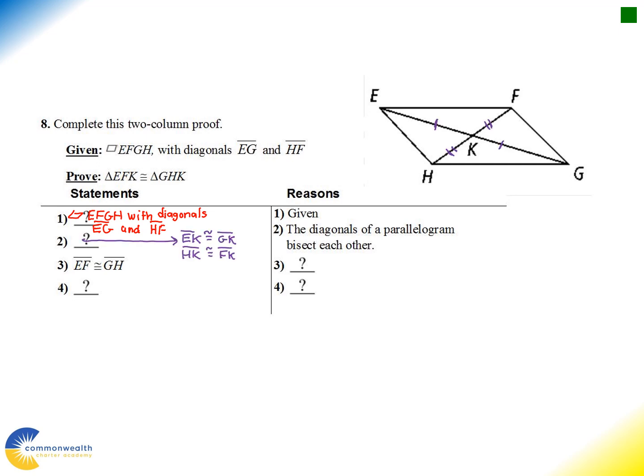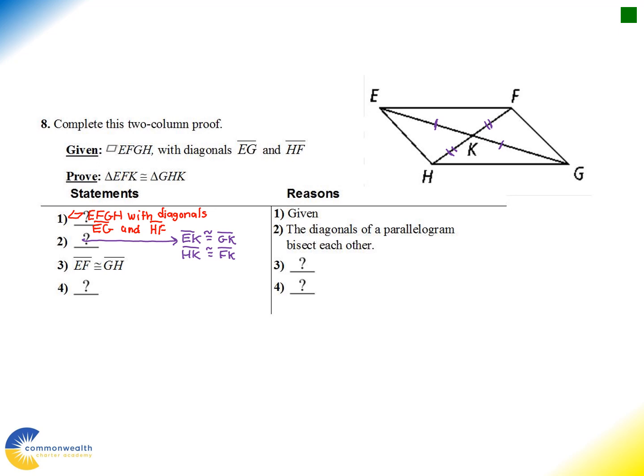So I'm able to make those two statements, and notice I'm also marking them because I'm ultimately looking to see that triangles EFK and GHK are going to be congruent to each other. These do happen to be sides of those two triangles that I'm marking here, so it's very useful for me to have that piece of information.